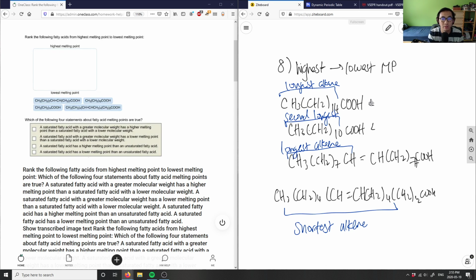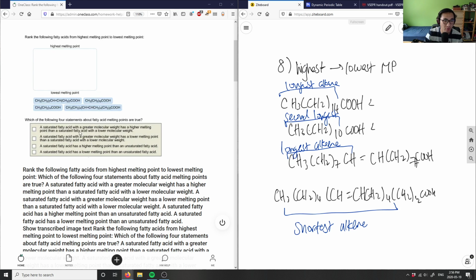When we have intermolecular forces, we have hydrogen bonding because of the carboxylic acids. We also have dipole-dipole because of the electronegativity difference between carbon and oxygen. But in this case here, we care about the London dispersion forces because they are such big molecules, right? So we care about the longest alkane and then the shortest alkene, and that's how we're going to rank these guys from highest to lowest melting points.